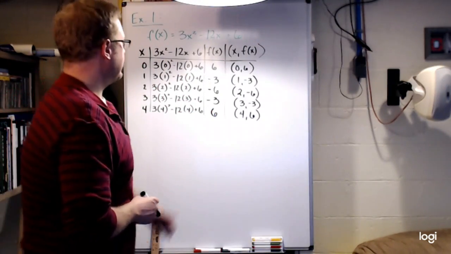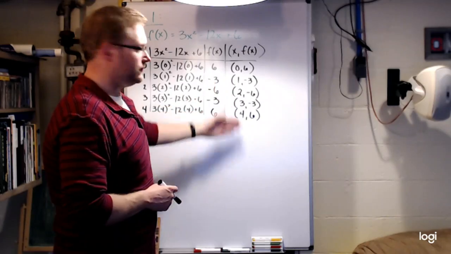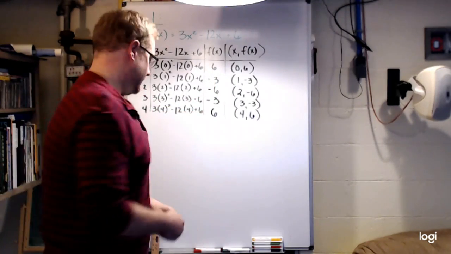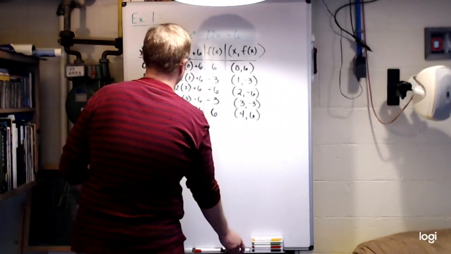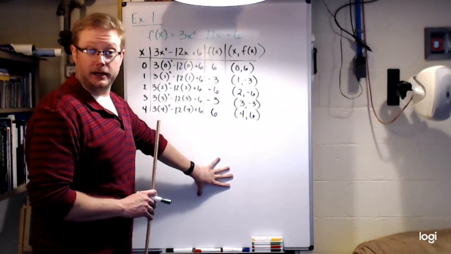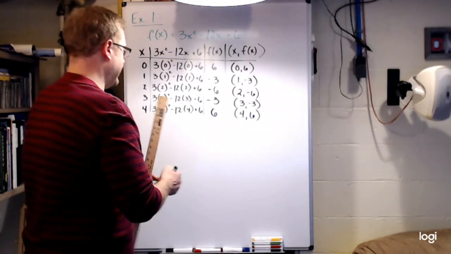Okay, so we have 1, 2, 3, 4, 5 coordinates. Those are just going to go on a normal graph, right? We're going to graph them. So let me break out my green here. I'm going to put the graph right here.